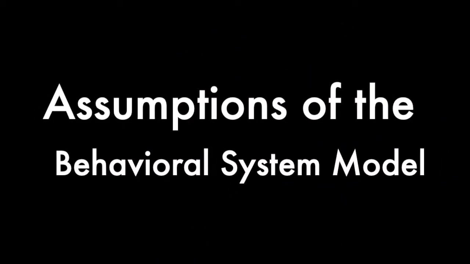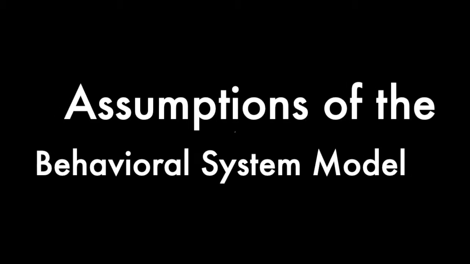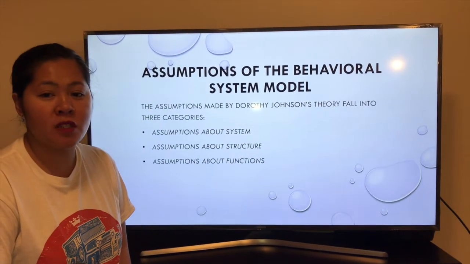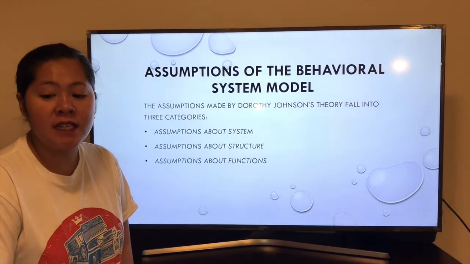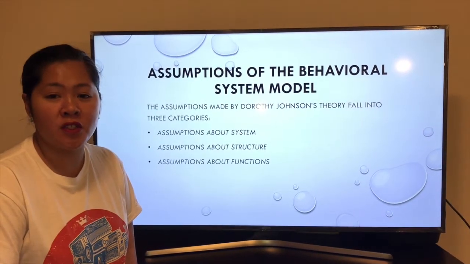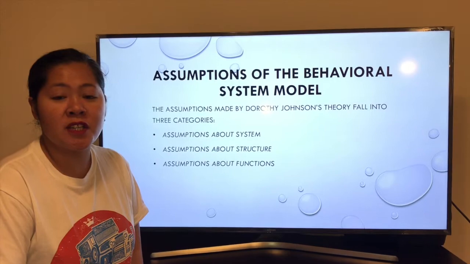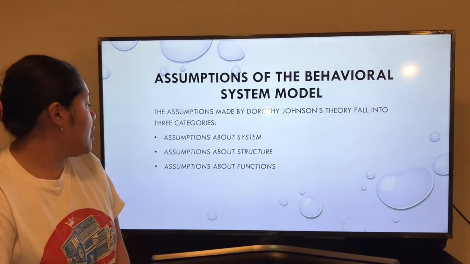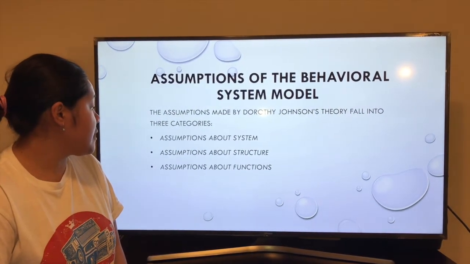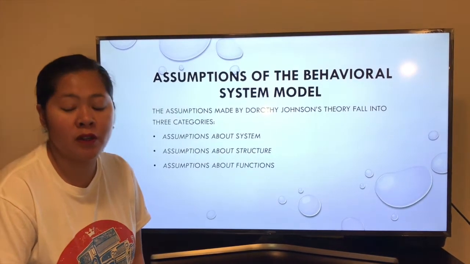Let's hear from Fem about the different assumptions of the Behavioral System Model. I'm going to discuss the assumptions of the Behavioral System Model. The assumptions made by Dorothy Johnson fall into 3 categories: the assumptions about the system, the assumptions about the structure, and the assumptions about the function.